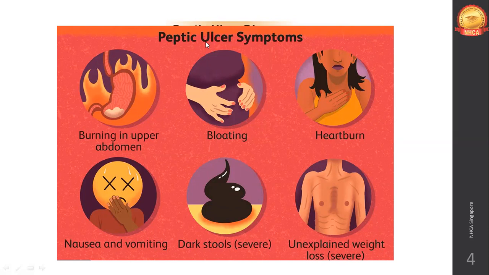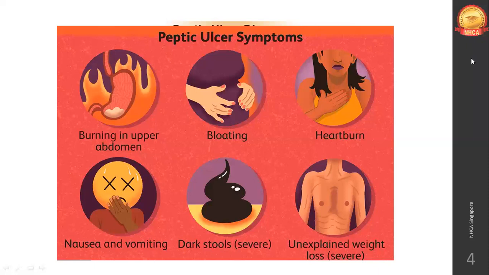So you will have a burning sensation in the upper abdomen. Those who have peptic ulcers will constantly feel bloated. The stomach will be distended, with heartburn, because whenever they eat something, hydrochloric acid is secreted, and that hydrochloric acid also triggers the ulcer area. Nausea, vomiting, dark stool.